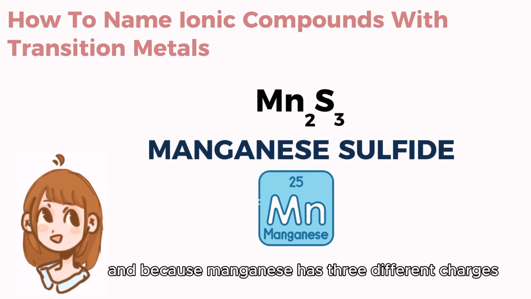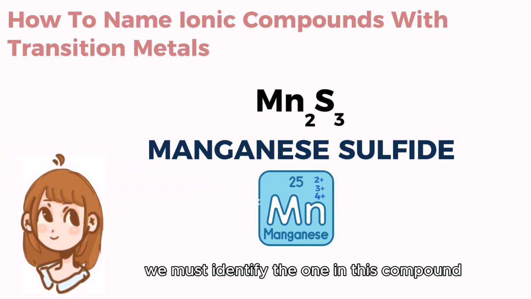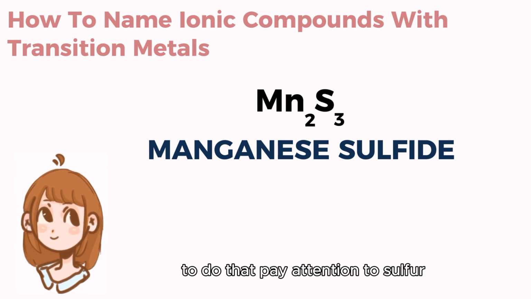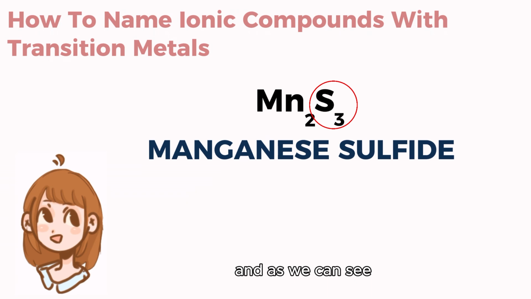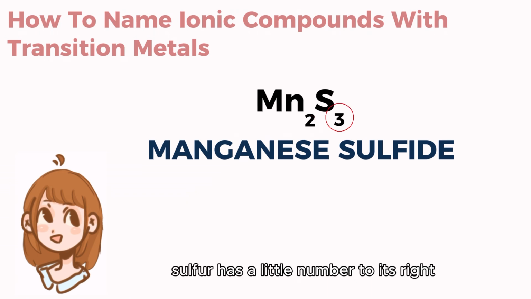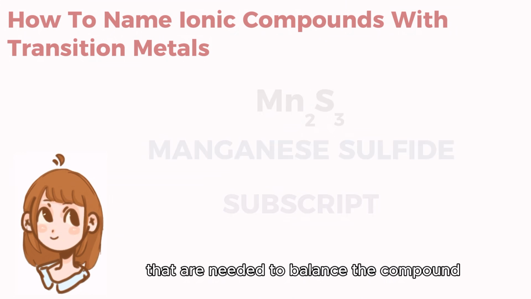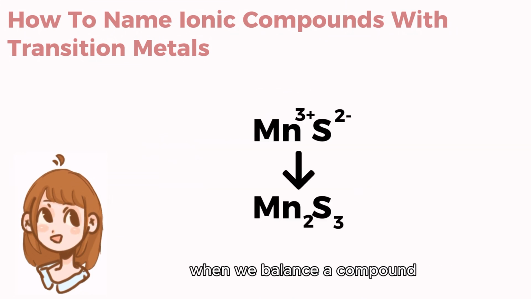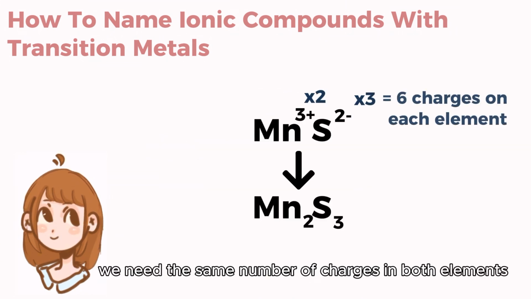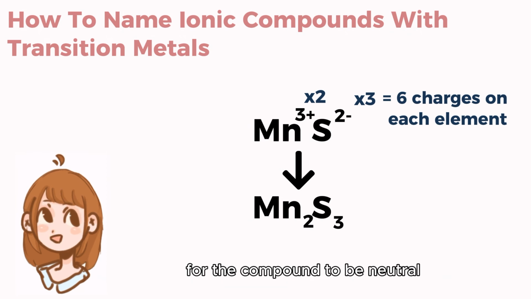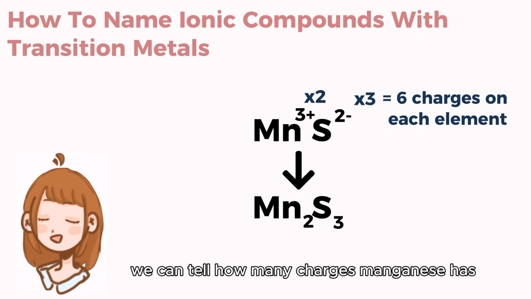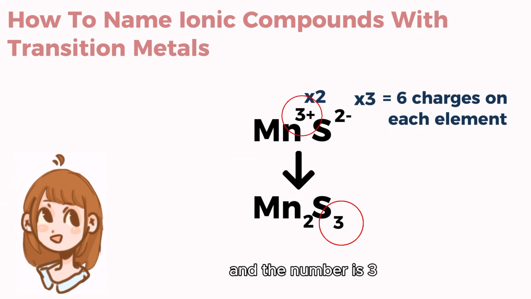Because manganese has 3 different charges, we must identify the one in this compound. To do that, pay attention to sulfur, and as we can see, sulfur has a little number to its right. This number is called a subscript, and it tells us the number of sulfurs that are needed to balance the compound. When we balance a compound, we need the same number of charges in both elements for the compound to be neutral. Using this information, we can tell how many charges manganese has, and the number is 3.